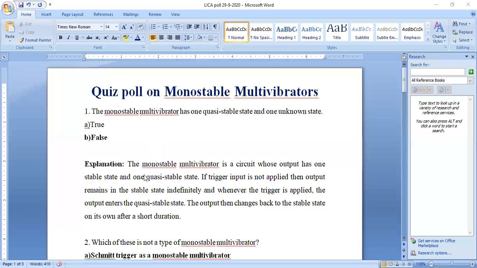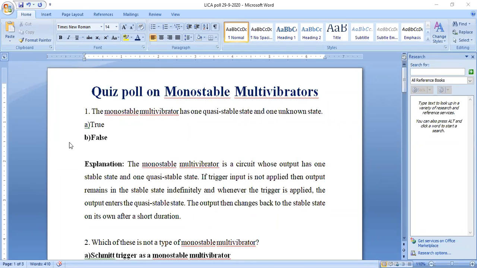Why is it false? The monostable multivibrator is a circuit which has two operating states. One is a stable operating state and one is a quasi-stable state. That means before the triggering circuit operation we have the stable state, and after the triggering circuit operation we have the quasi-stable state. The output comes back from the quasi-stable state in a particular short duration. That means here we have a quasi-stable state and then a stable state, not one quasi-stable state and one unknown state. Most of the people went wrong, around 81%.